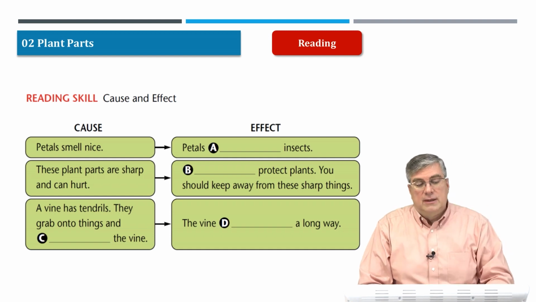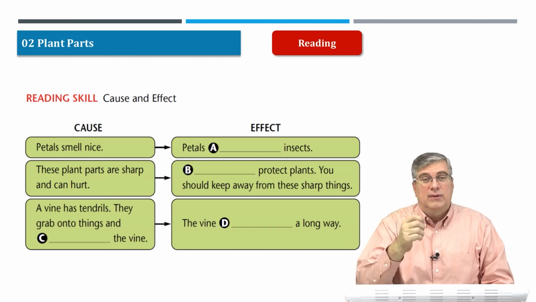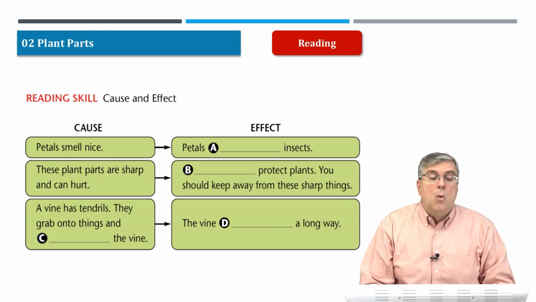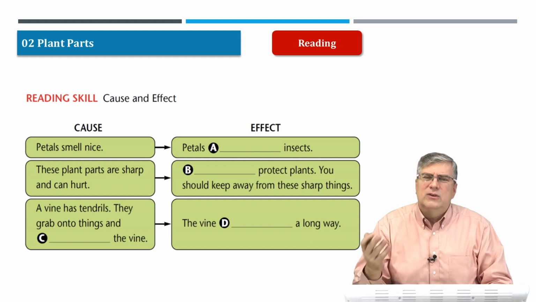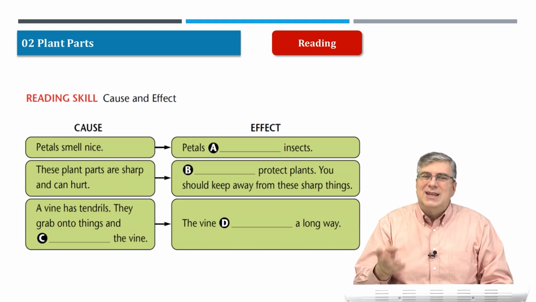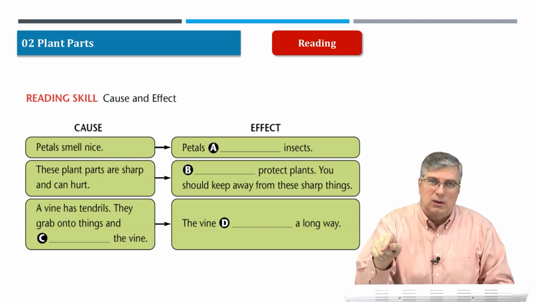The first cause, petals smell nice. If you take a flower, you smell, oh, smells nice. Very, very good. That's an action, right? That's a cause. What is the result, or what is the effect of that? Well, when insects smell the petals, they want to go to the flowers, right?